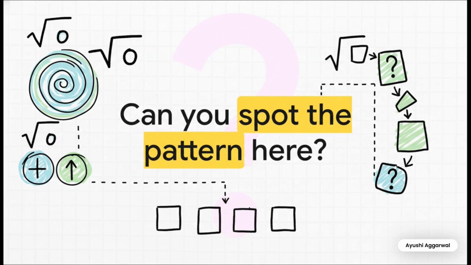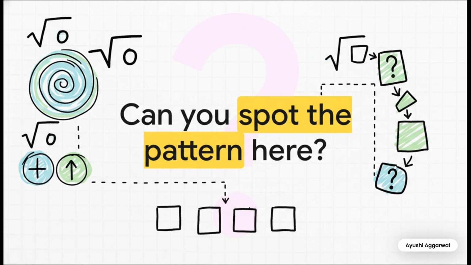Look at the first row. The square root of 25 is 5, and the square root of 36 is 6. Add them together. 5 plus 6 is 11. And what's 11 squared? It's 121. See? Let's check the second row. The square root of 49 is 7. The square root of 64 is 8. 7 plus 8 is 15, and 15 squared is 225. Perfect. So what's our answer?